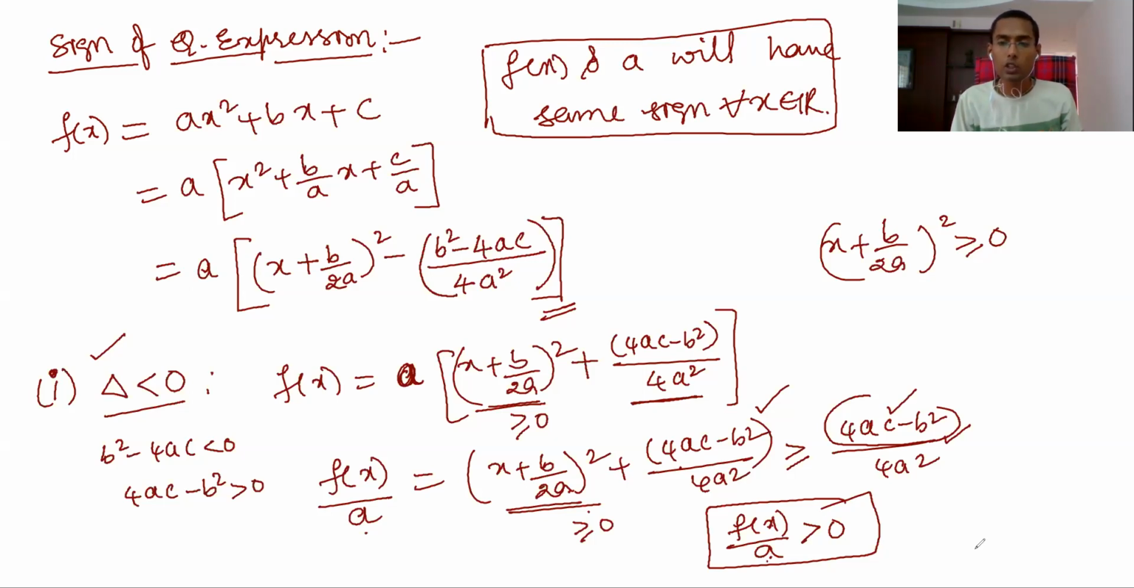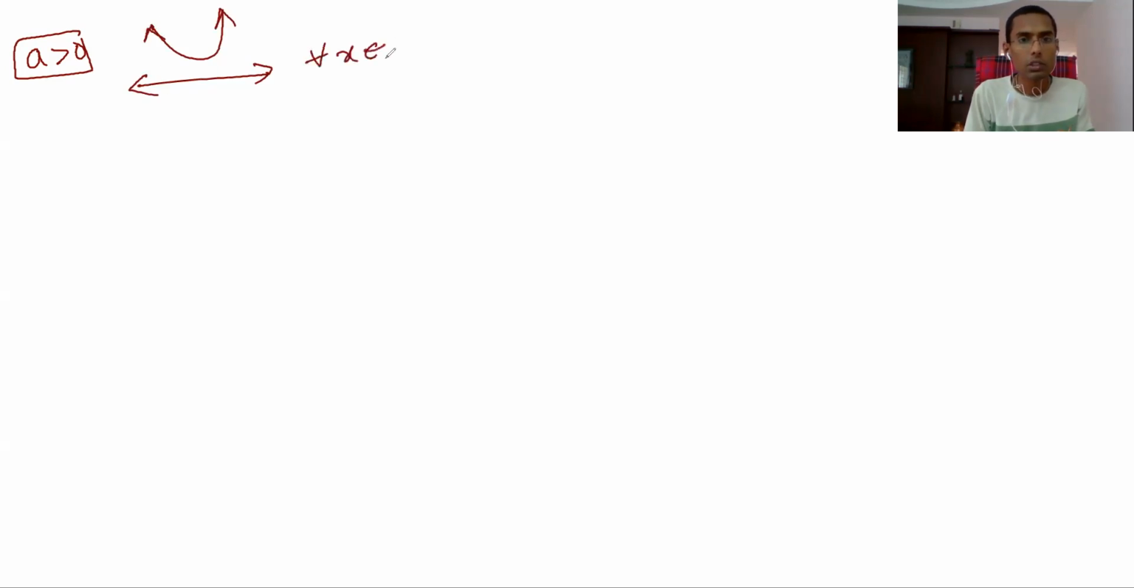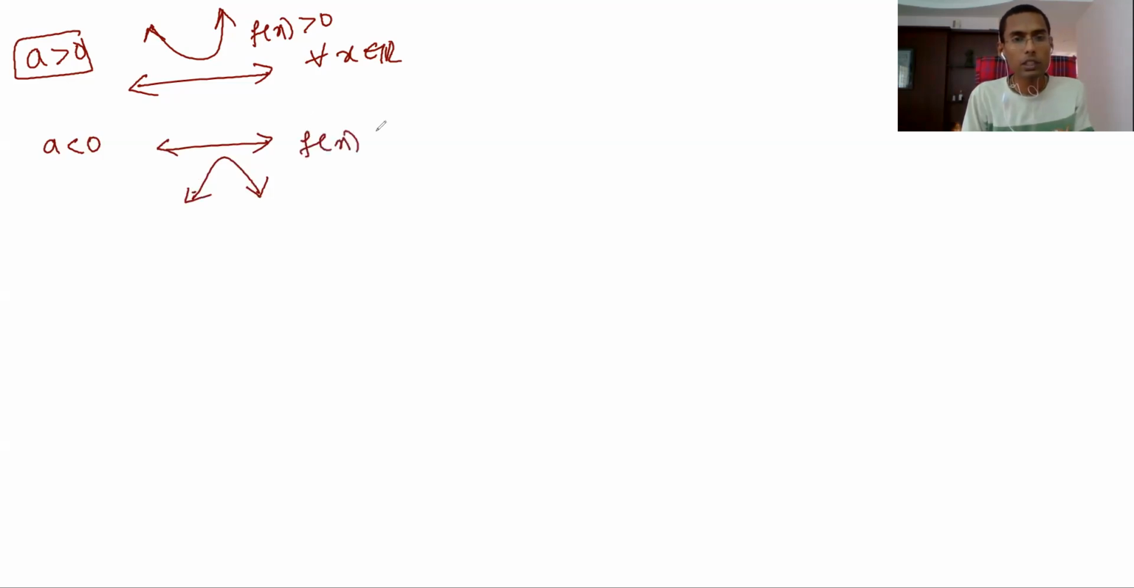Like last class I explained, again I am explaining. If a is positive, that means f of x should be positive, like this, for all real numbers. F of x is greater than 0 for all real numbers. If a is less than 0, the graph will be like this. So that means f of x is always less than 0 for all real numbers, which is very important.